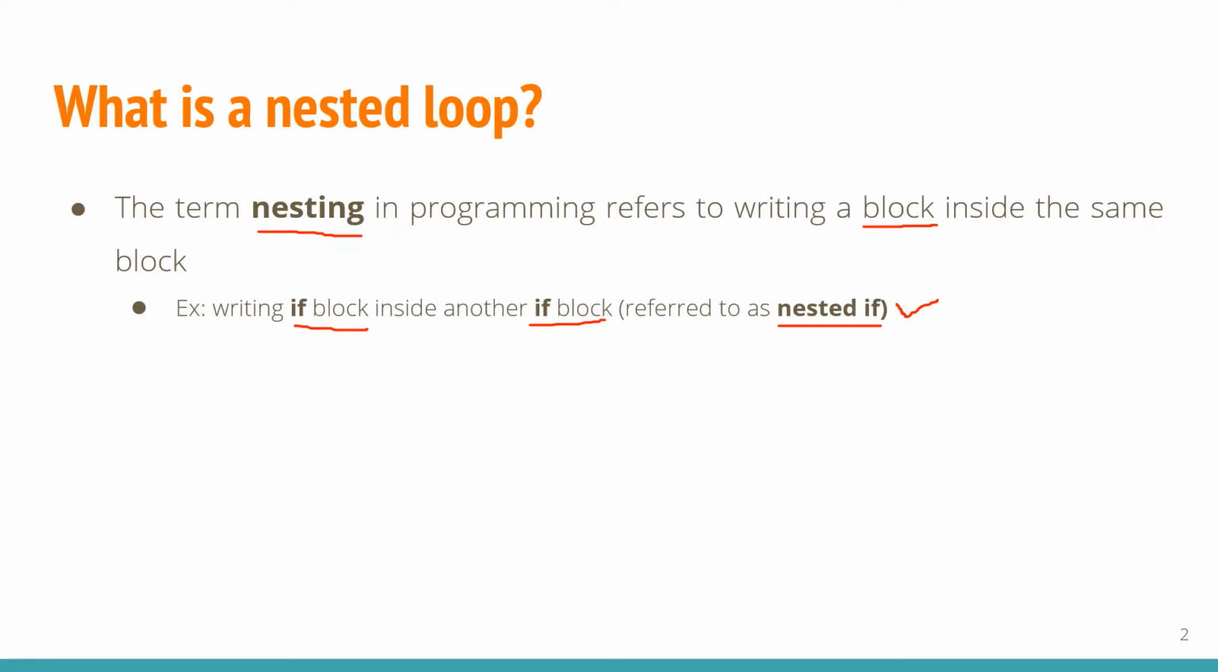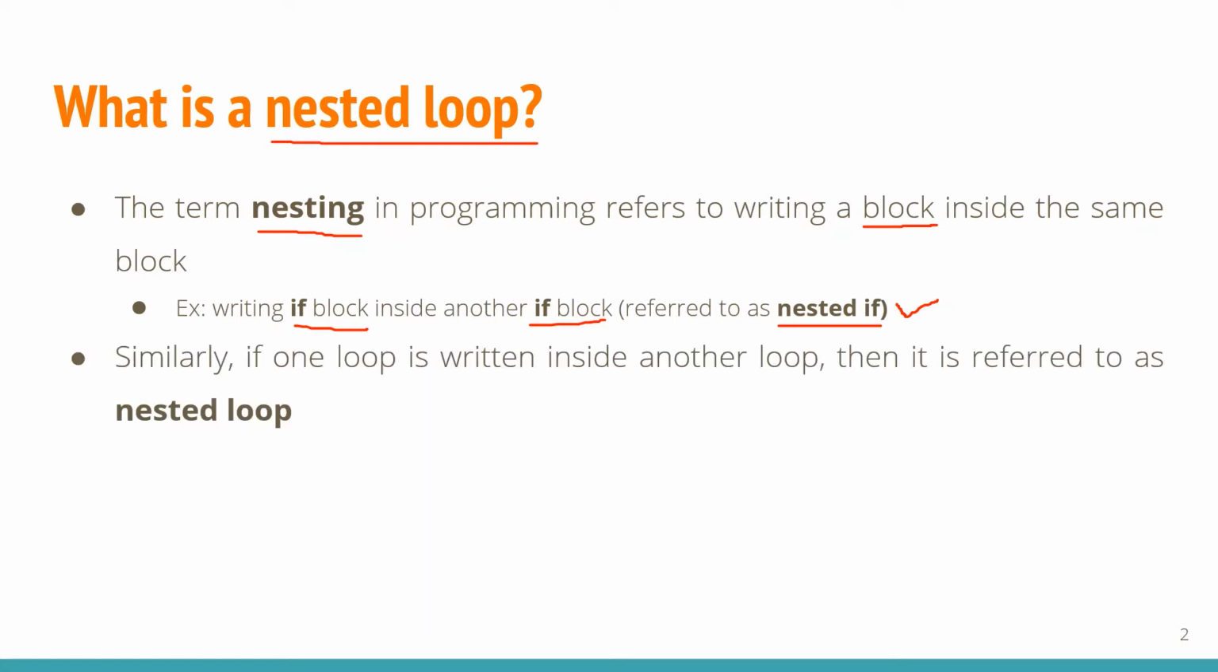If we continue this way of representing, then we can also extend this idea of nesting to loops. Yes, this forms a nested loop. Similarly, if one loop is written inside another loop, then it is referred to as a nested loop. So what is a nested loop? One loop inside another loop is referred to as a nested loop.